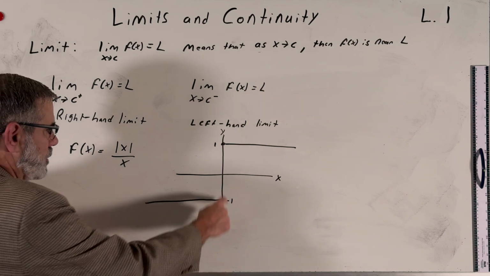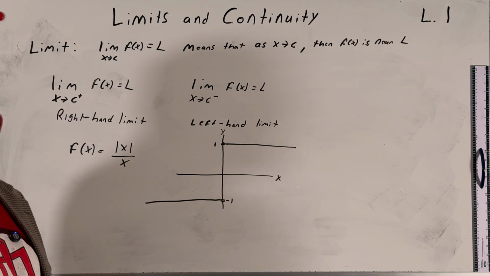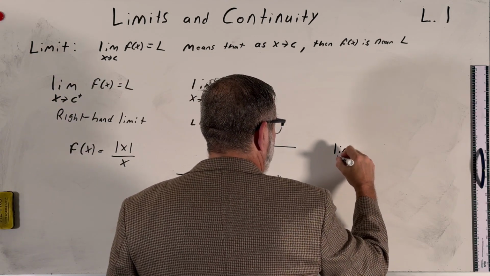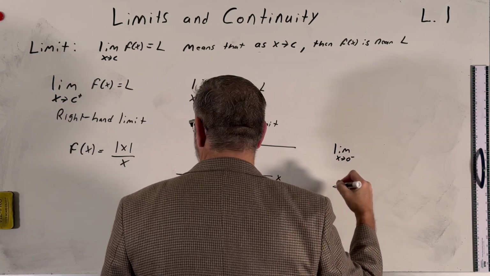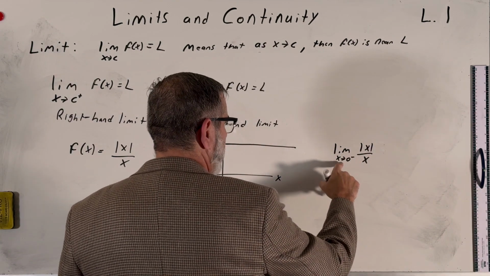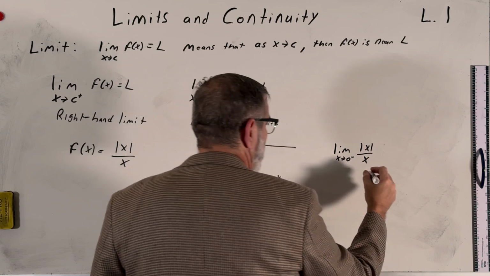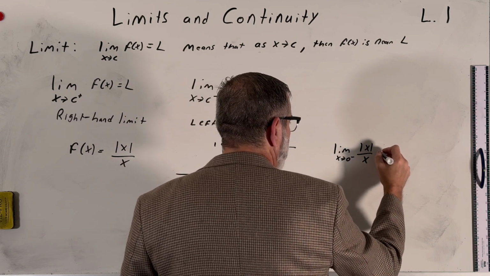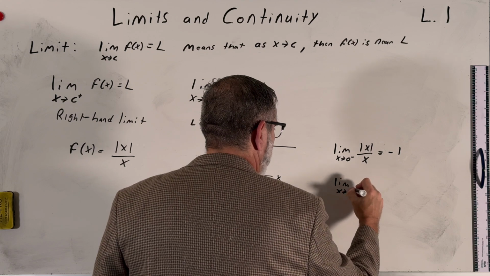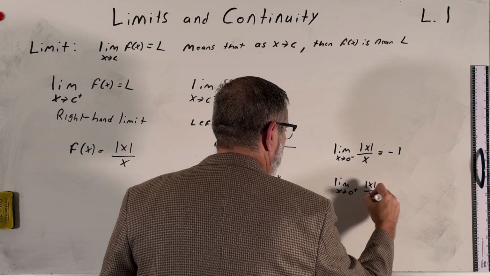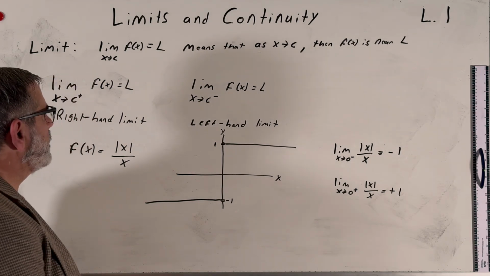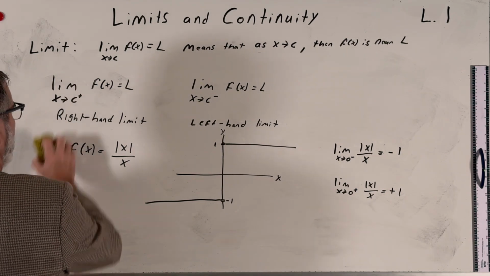But at x equals 0, this is undefined. And further, the limit as x approaches 0 from the left, from the negative side, of absolute value of x over x, is equal to -1. And from the positive side, it's equal to +1. And this brings us to an important theorem that I'm going to put right here.